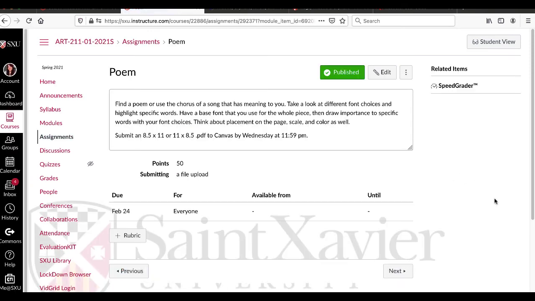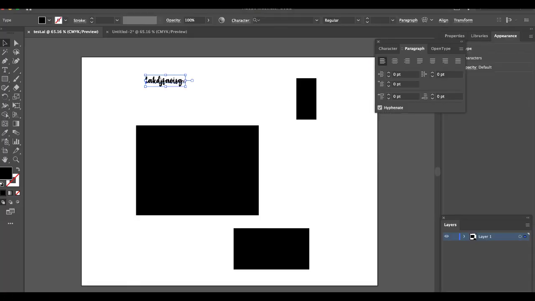All right, so due Wednesday, we have a shorter poem or the chorus of a song that has meaning to you. Okay, obviously you want to put the name of the poem or song, the artist, creator, and writer, and then that, couple lines of the song. Take a look at different font choices and highlight specific words. So have a base font that you use on the whole piece, and then draw importance to specific words with your font choices. Think about placement on the page, scale, color as well.